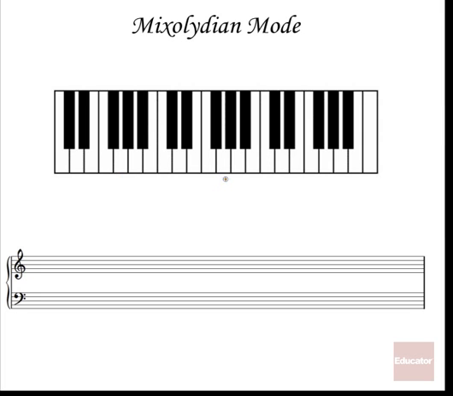Okay, the next mode is Mixolydian mode, and that is G to G. And this mode again has a major third in it, so we're going to compare it to the major scale to find the difference. And we see that the half step is between 3 and 4 here, so that's fine. And then there's another half step between 6 and 7, which means that the 7th scale degree is lowered. So in Mixolydian, we have a lowered 7th compared to a major key.